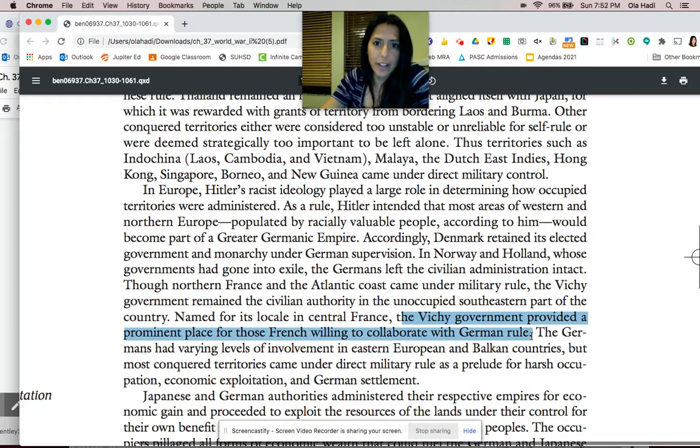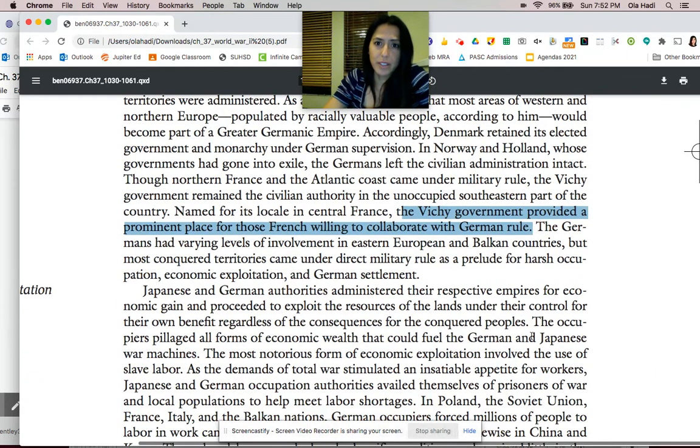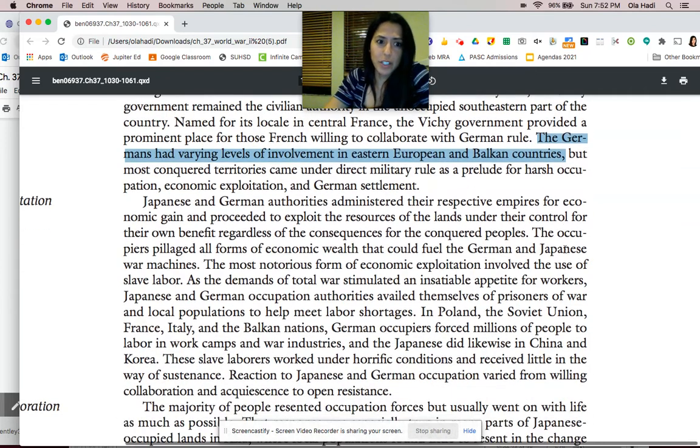There are reasons why they collaborated. Some people felt like it was the lesser of two evils. If they didn't collaborate, the Nazis might take over themselves, and then you have to deal with that. And then in places like Eastern Europe and the Balkan countries, you have direct military rule, which, we're going to see all kinds of exploitation of those areas.